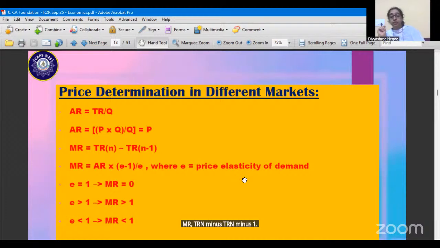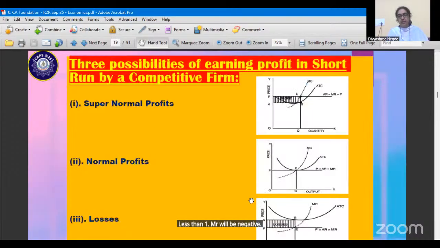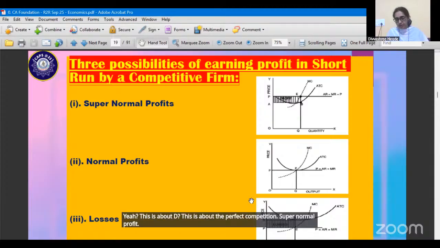What is the relationship between MR, AR and elasticity? MR is equal to AR into E minus 1 divided by E, where E is price elasticity of demand. If E is equal to 1, MR will be 0. If E is more than 1, MR will be positive. If E is less than 1, MR will be negative. Then remember these diagrams? This is about perfect competition: supernormal profit, normal profit, and losses.